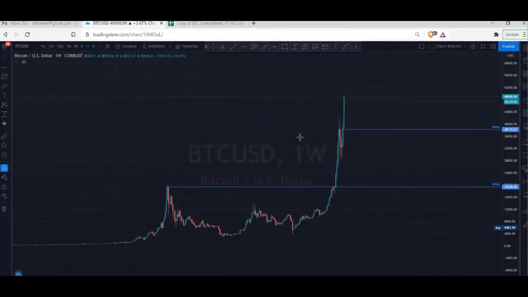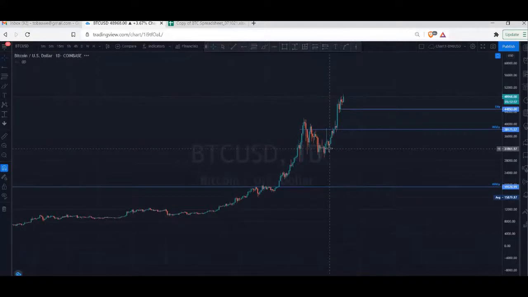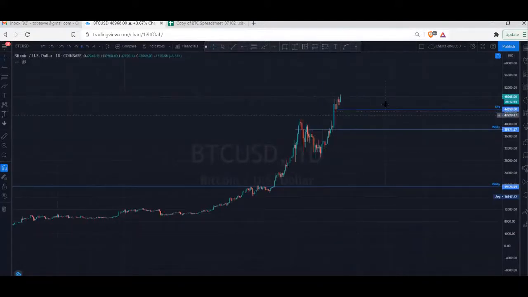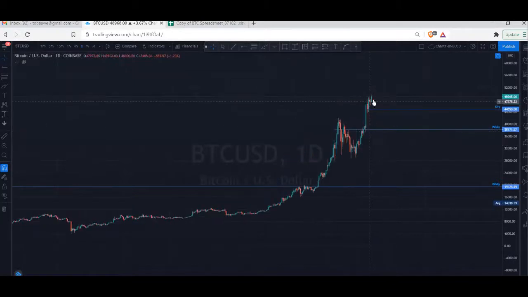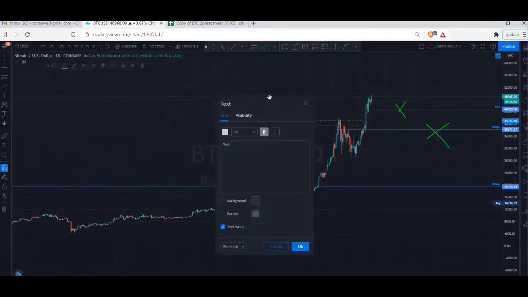So on the daily, do we have any resistance? No, I don't have resistance yet. But this can act as a support line. This can also act as a support line. So if this support is broken and this support, if this support is broken, by now we know what a broken support is. If those two supports are broken, I will be bearish. So let me just put it there.